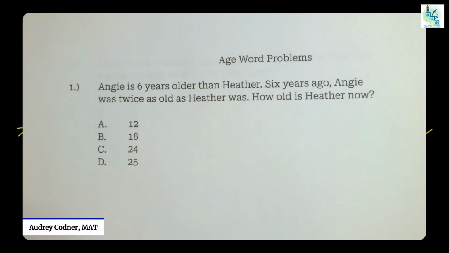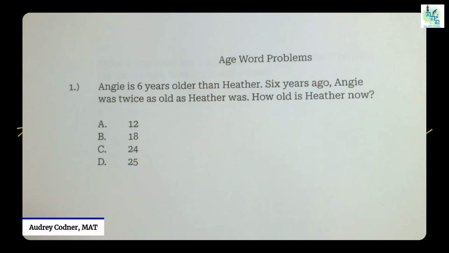So number one, Angie is 6 years older than Heather. 6 years ago, Angie was twice as old as Heather was. How old is Heather now? Is she A, 12, B, 18, C, 24, or D, 25? So you're probably thinking, how can I figure this out?